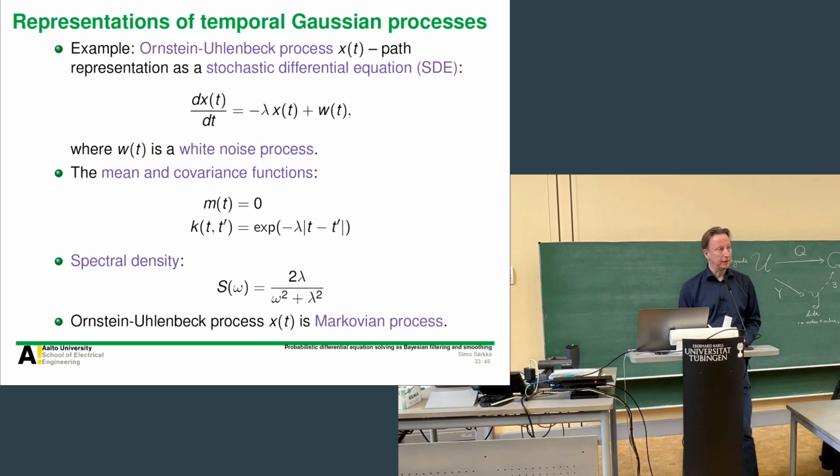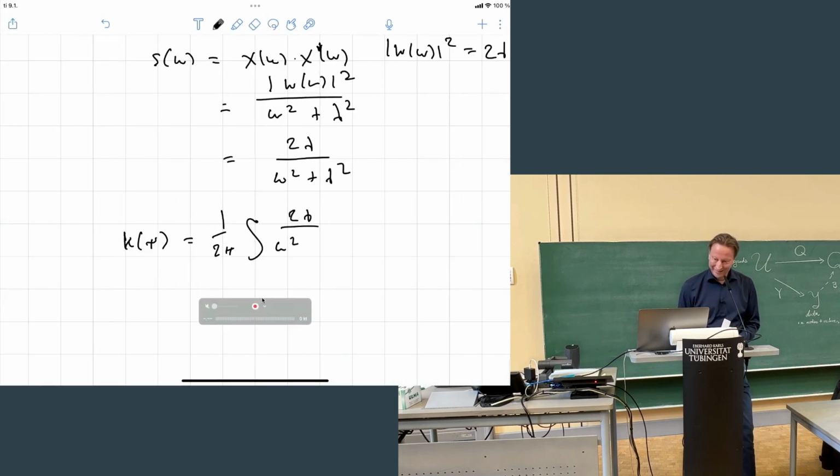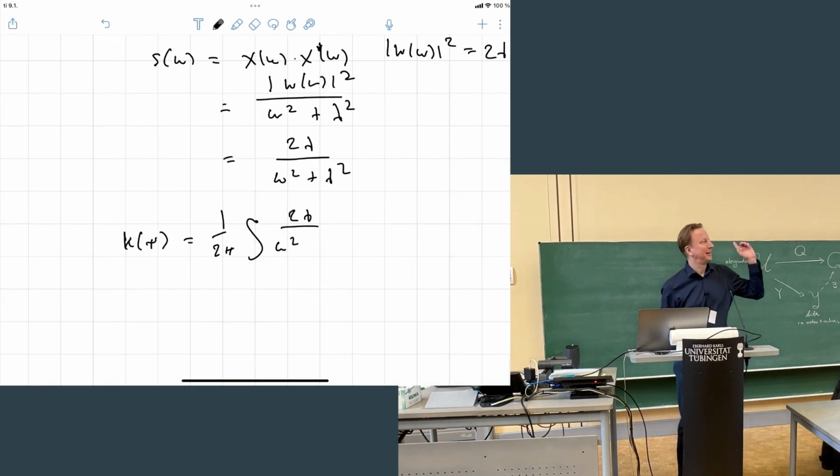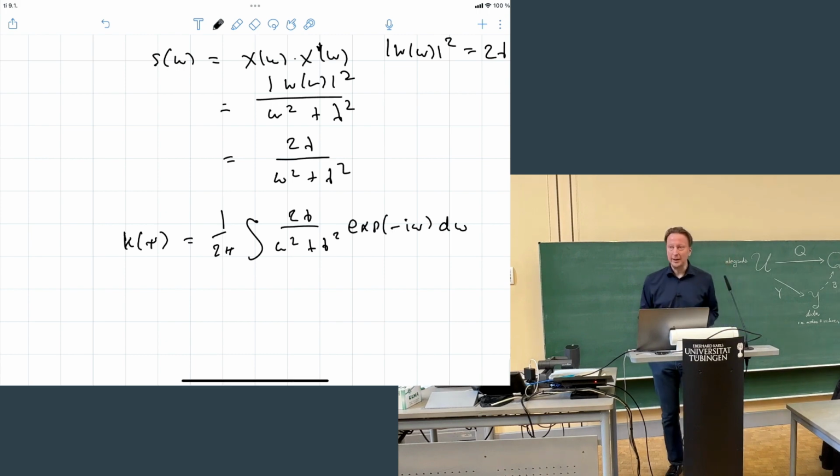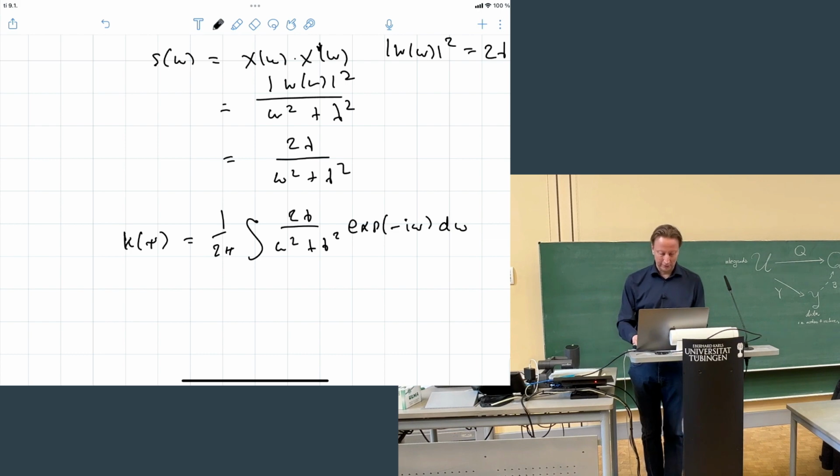So the covariance function is actually given by, it's going to be dependent on a variable which is the difference between t and t prime. So it's like a 1 over 2 pi, then there's an integral of, oh sorry, yes, I was starting to write the covariance expression. It will be the inverse Fourier transform of this one, so it should be like x minus I omega, like this.